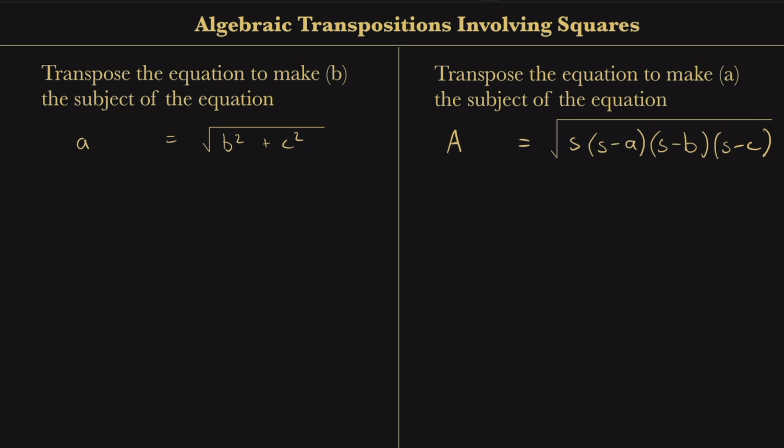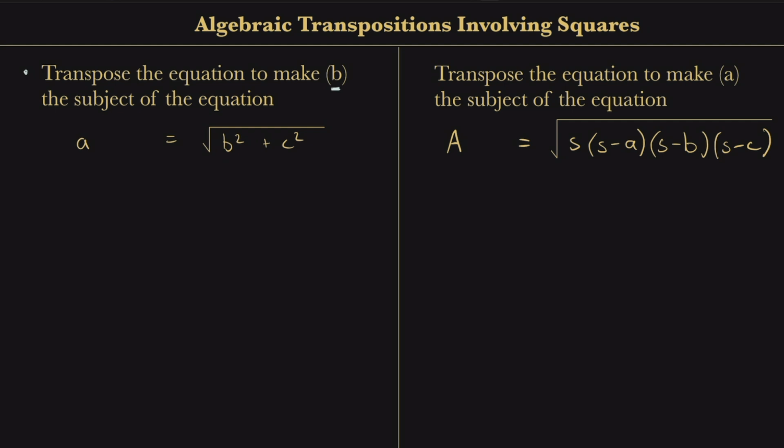On the left-hand side here, we've got transpose the equation to make B the subject of the equation. So we've got to make it B equals something. Now, the first thing I notice here is we've got B here. It's B squared. It's under a square root symbol, and it's also combined with this other term C squared. So we need to work out what the first step that we're going to take is.